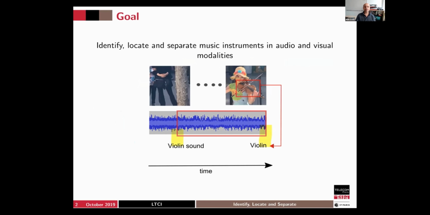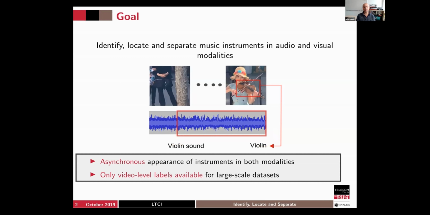Okay, the task can be actually quite challenging, especially due to the potential asynchronicity of the audio and visual appearances in the video, right? So that means you can hear the violin without it being visible on screen, and vice versa. Okay, you can see some violin on screen and it's not the instrument which is played.